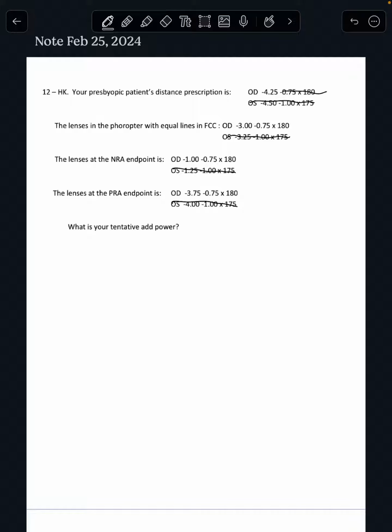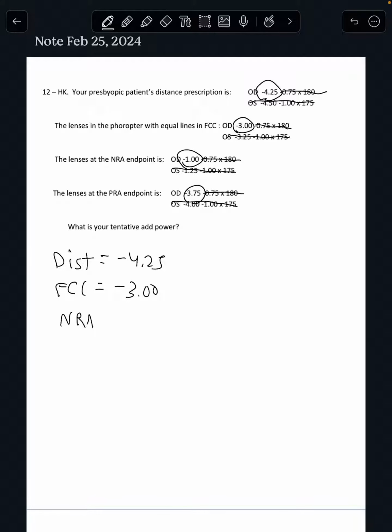Same thing with the cylinder information. You don't change the cyl during FCC, NRA, PRA, so we can ignore that too. So we're just left with four numbers. So the patient's distance Rx is minus 4.25, FCC is minus 3, NRA is minus 1, and PRA is minus 3.75.